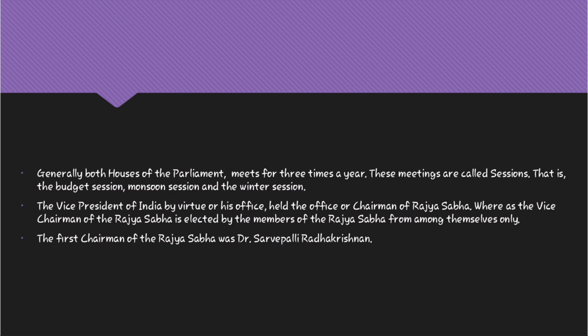Now, next point is the Vice President of India heads the office, or is the chairman, of Rajya Sabha. So, who is the chairman of Rajya Sabha? The Vice President of India. Third point, the Vice Chairman of Rajya Sabha is elected by the members of the Rajya Sabha from among themselves only. So, the chairman of Rajya Sabha is the Vice President, and the Vice Chairman of the Rajya Sabha is elected from the members of the Rajya Sabha. Who was the first chairman of Rajya Sabha? First chairman of Rajya Sabha of independent India. Yes, Dr. Sarvapalli Radhakrishnan. We have studied in our smaller classes.